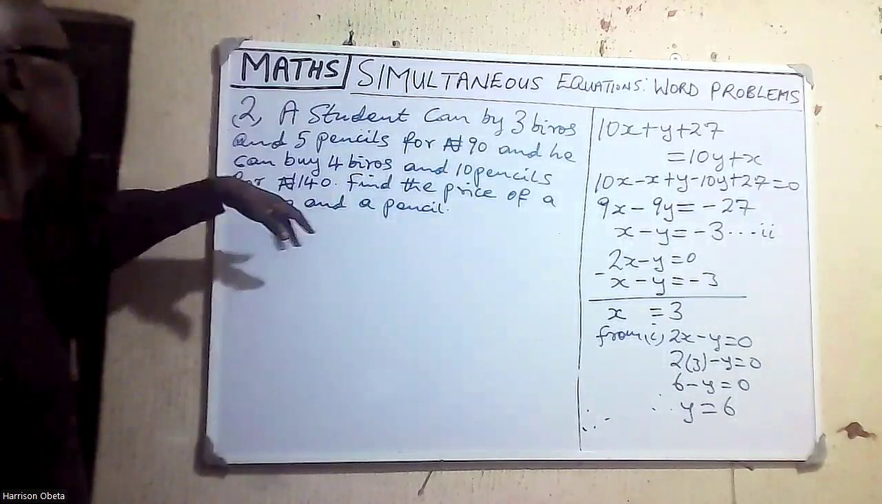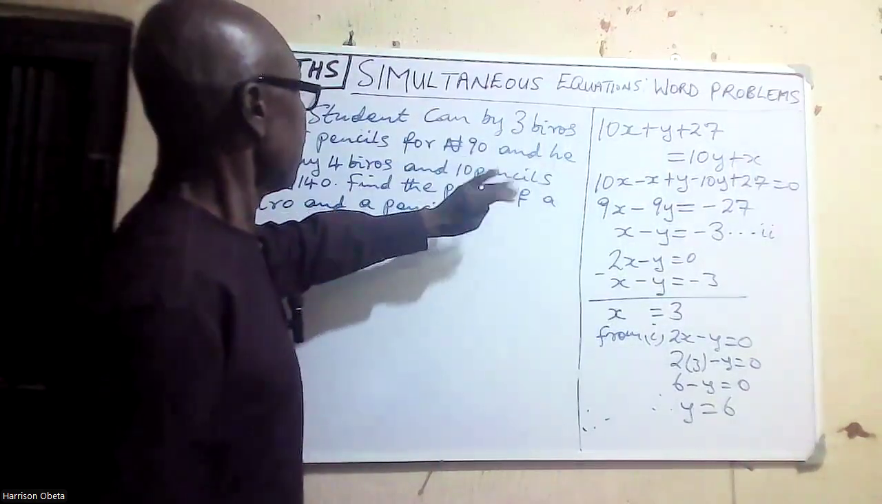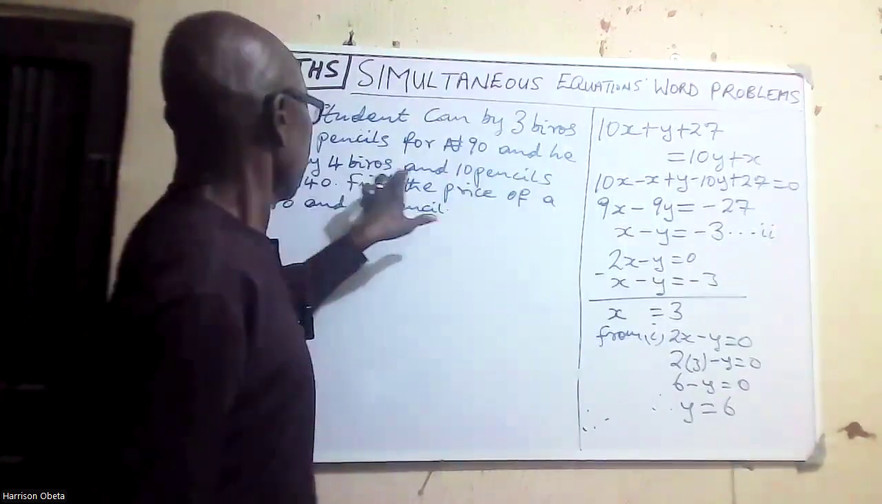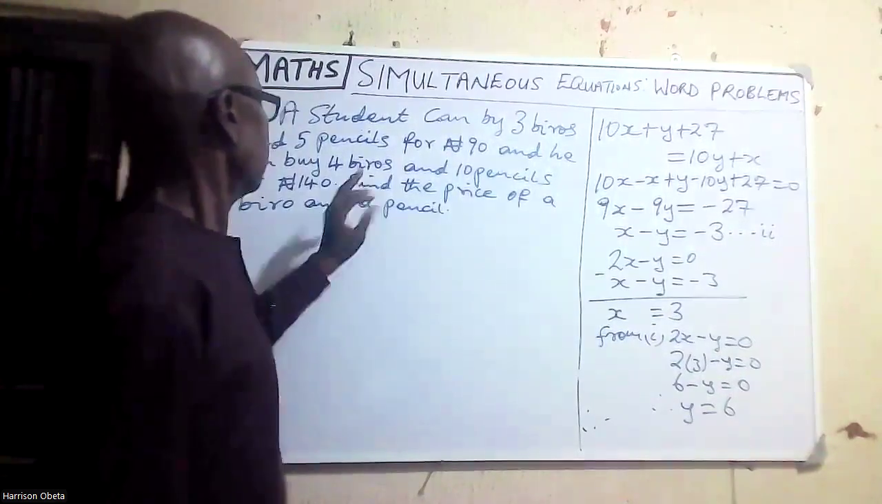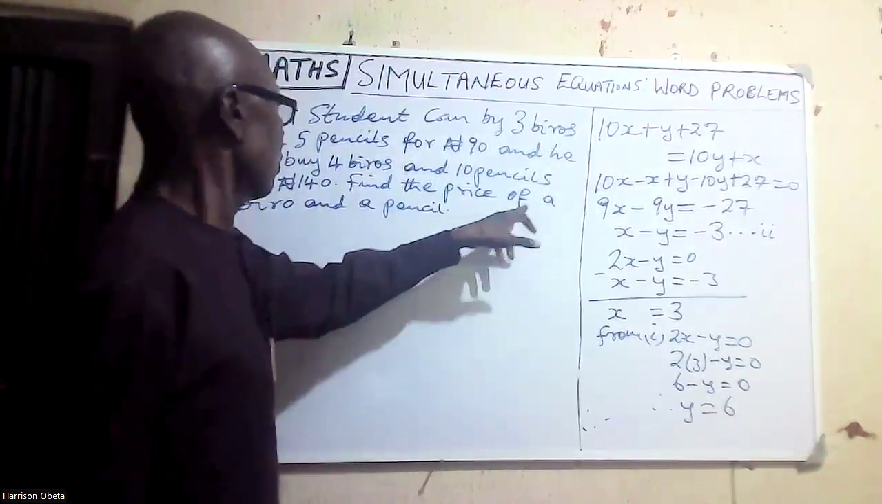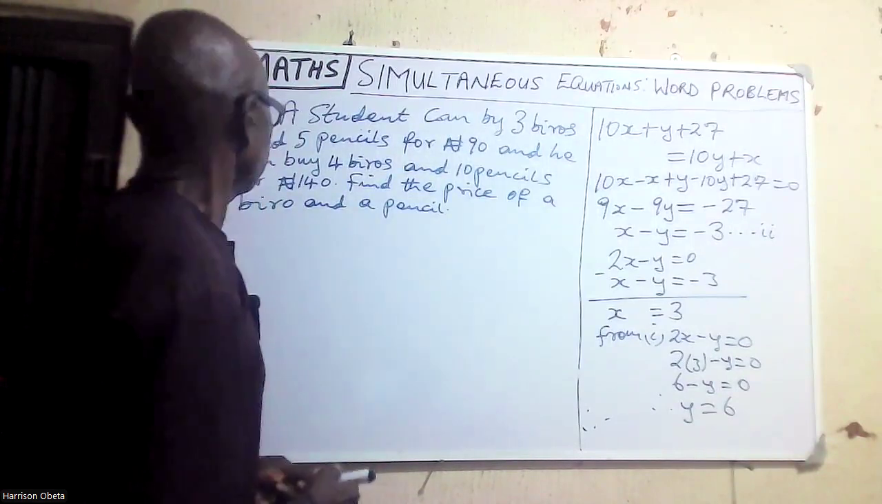Number 2. A student can buy 3 biros and 5 pencils for 90 naira, and he can buy 4 biros and 10 pencils for 140 naira. Find the price of a biro and a pencil.